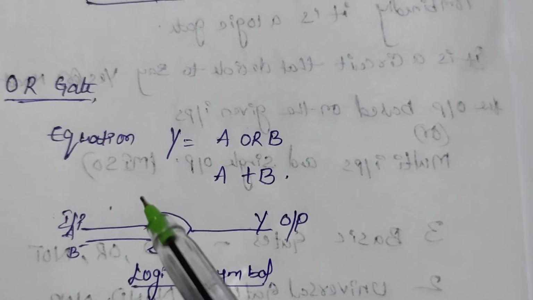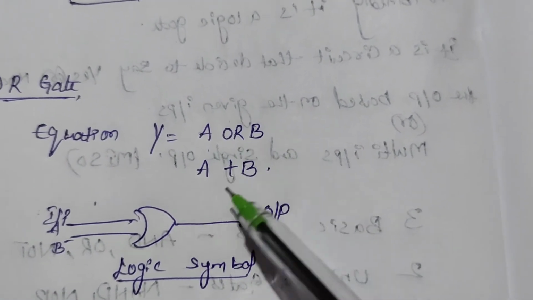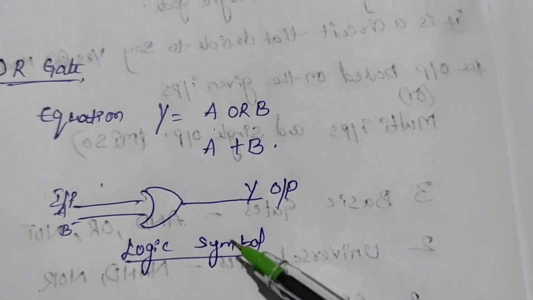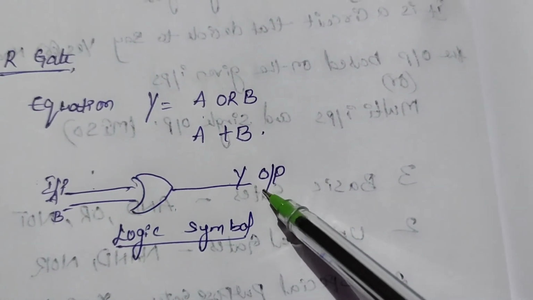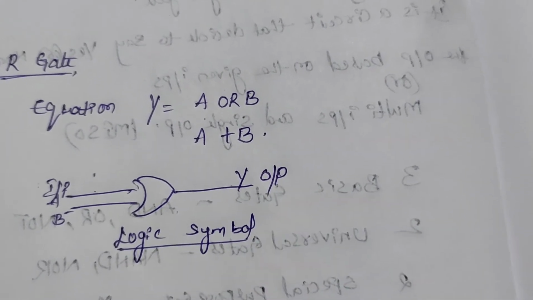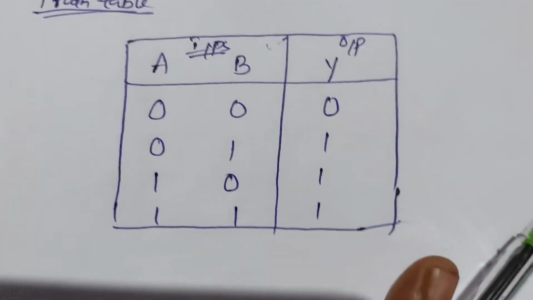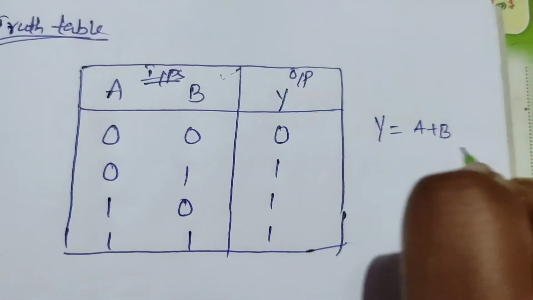OR gate. OR gate is used to perform addition of the two signals A or B. So this is the logic symbol of the OR gate. Here we are applying two inputs A and B, and output will be high or low based on the applied inputs. So as we have the two inputs, we have the four combinations. So this is the truth table of the OR gate. So equation is y is equals to a plus b. So we are taking the two signals.